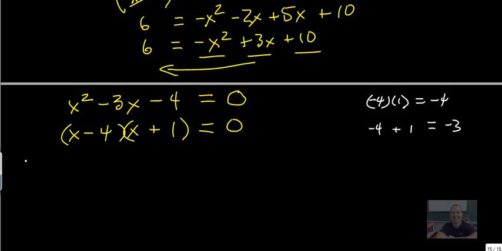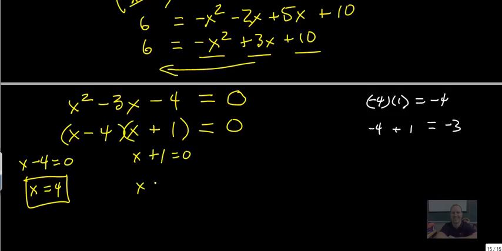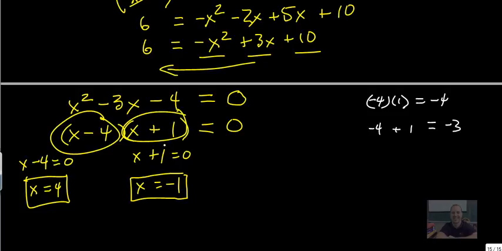So our x values, when we let each of these equal 0, and you can do that if you need to show your work here, that's x equals 4. And x plus 1 equals 0, that's x equals negative 1. And of course, we let this equal 0 because this statement will be true when one or both of these factors are 0 themselves. So that's why we're looking for these values of x.